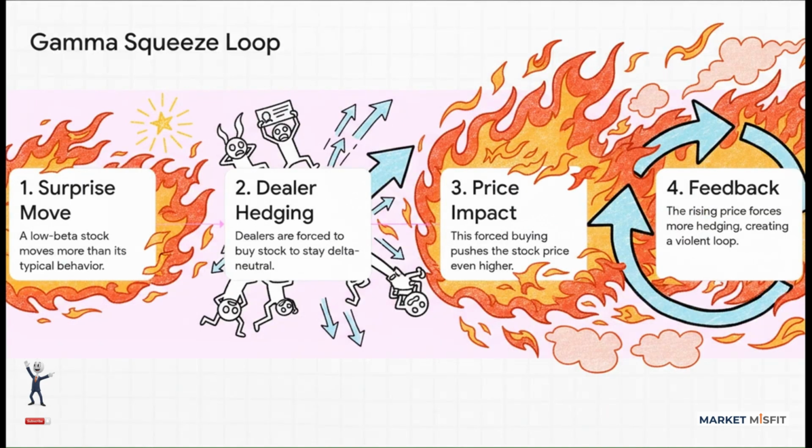And this is how you get that feedback loop. The surprise move leads directly to dealer panic. Their forced hedging becomes the fuel that pushes the price higher, which then forces even more dealers to hedge. You see? This is how a tiny little spark in a safe name can turn into an uncontrollable wildfire.